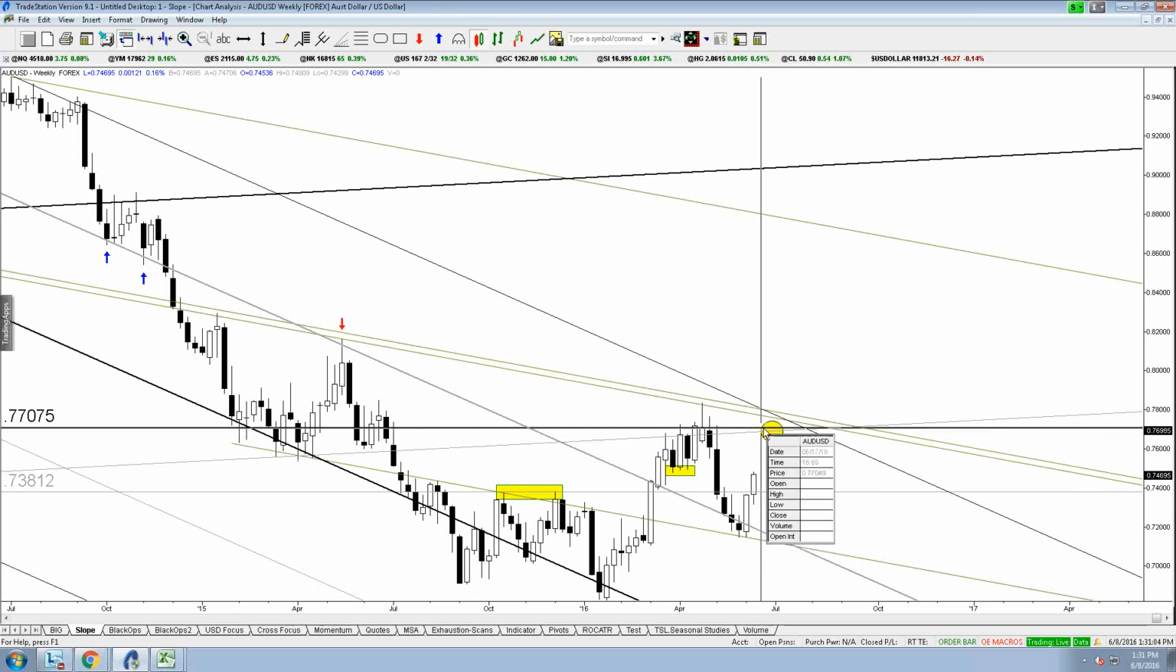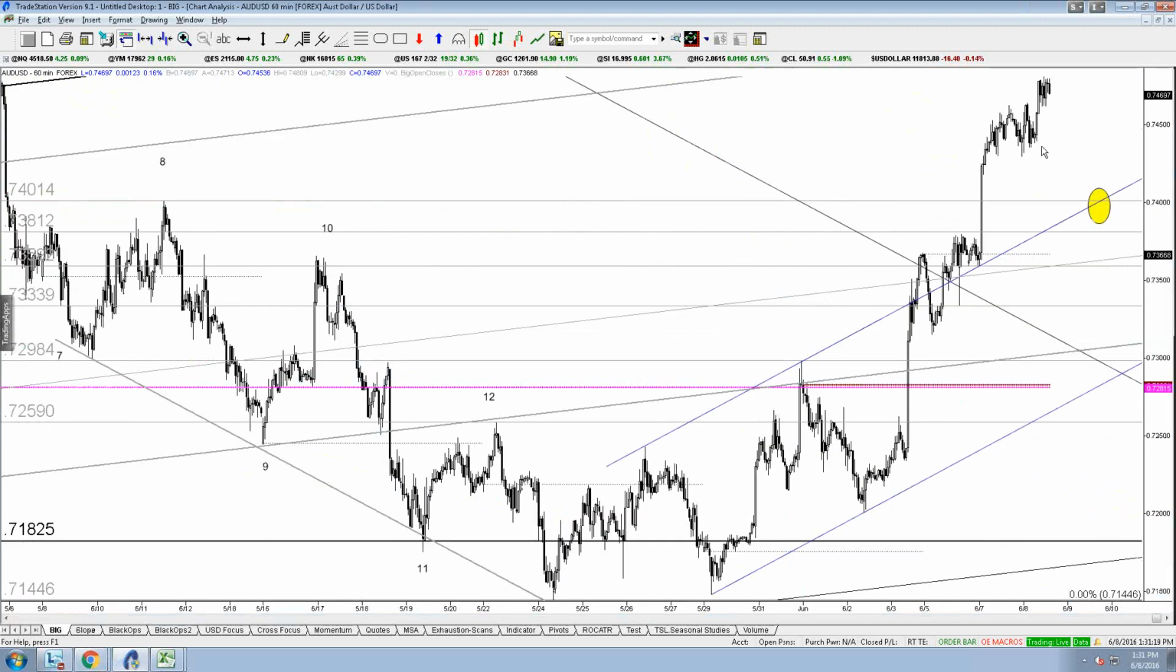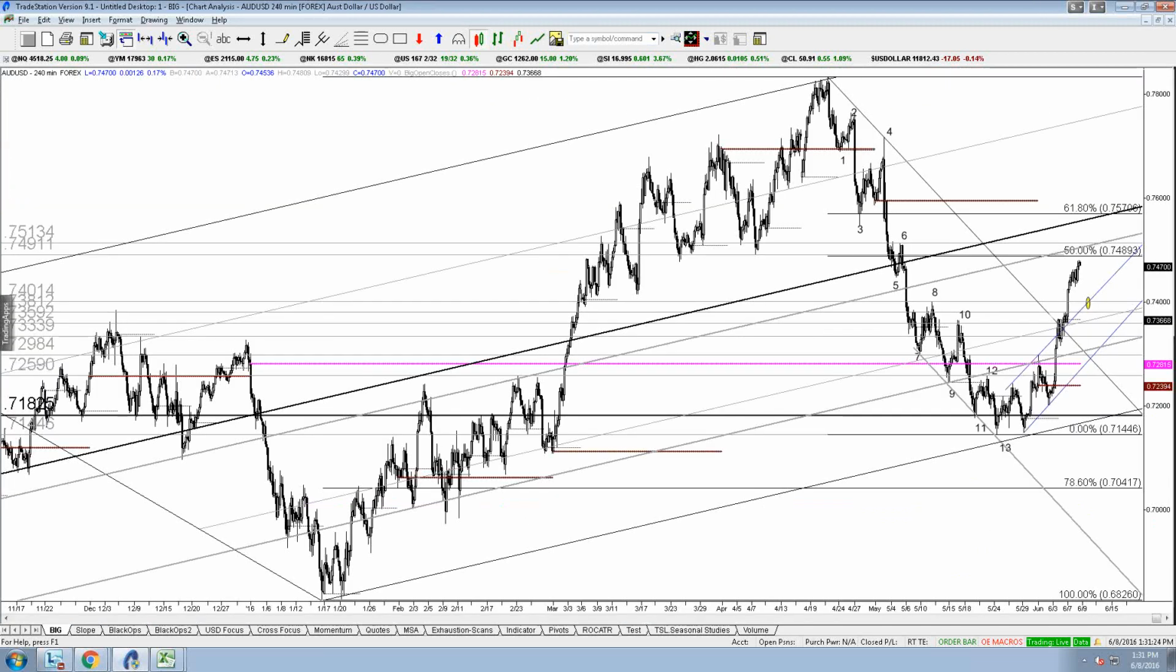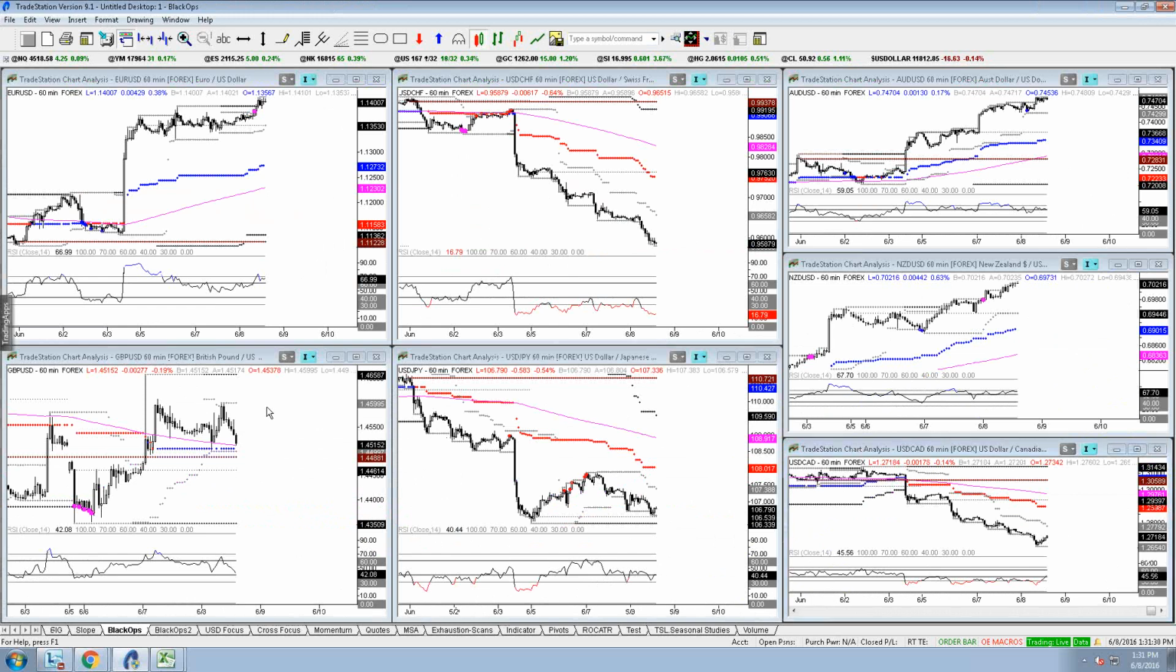I would not fade any strength in this until there was 77 at least, and that would be the weekly reversal level. And I still want to buy it. We might finally start to get a pullback from here. You can see we've come up here, paused a little bit. Let's see what the near-term momentum looks like.